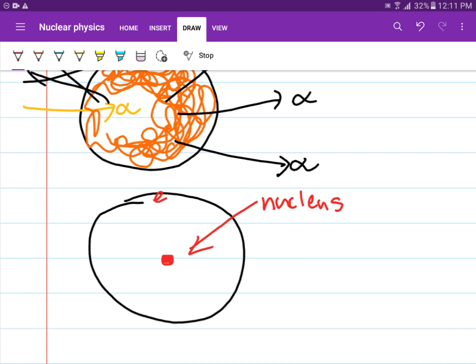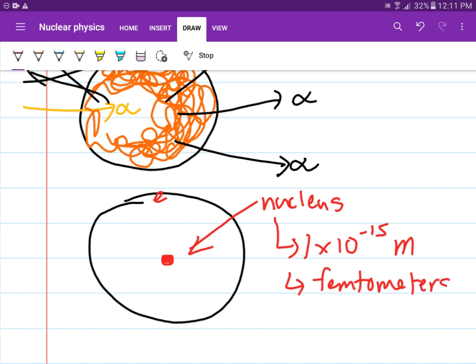And he did some calculations, and he measured that the radius of the nucleus is in the range of 1 times 10 to the minus 15 meters, or 1 femtometer. To compare this to the radius of the whole atom, assuming that it is a sphere in this case, it is in the range of 1 times 10 to the minus 10 meters, or 1 angstrom.